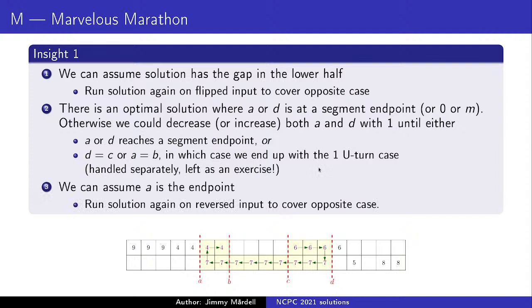So we can assume that A or D is at an endpoint of one of these n segments, and we can actually assume that the one that is at an endpoint is A and not D, because again, by symmetry, if we run the whole algorithm on the reverse of the grid, where we flip left and right, then D and A switch roles. So from now on we can assume that this point A is at an endpoint of one of the intervals in the input.